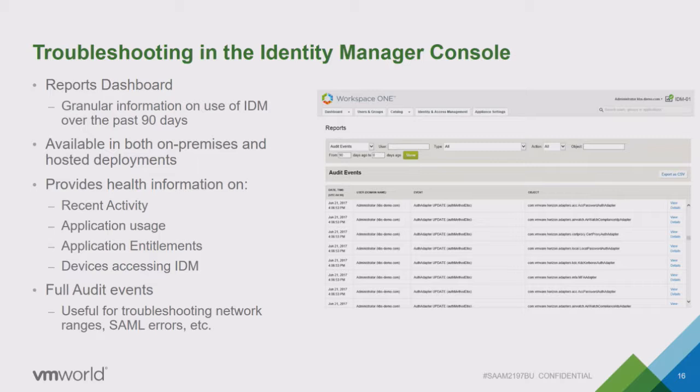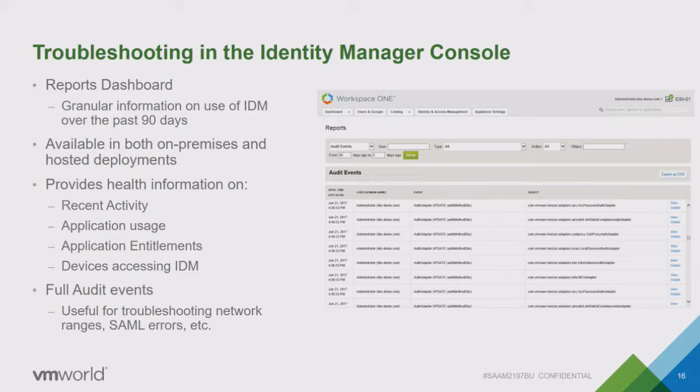So if you're running either an on-prem or a cloud version of Identity Manager, you have a bunch of troubleshooting steps inside of the Identity Manager console itself. Firstly, from the reports and dashboard area, you'll be able to pull up your audit events and the respective reports that are built into the Identity Manager console. Again, it's across both on-prem and in the cloud, so you have all of that information available, and it's for the last 90 days.